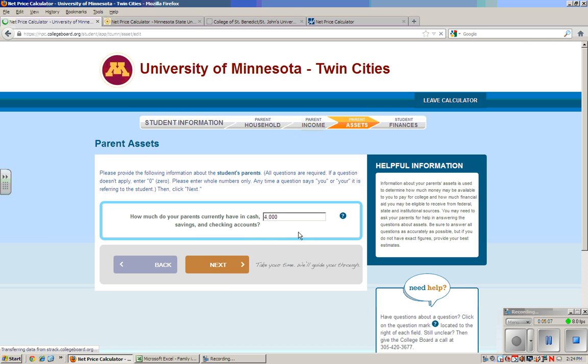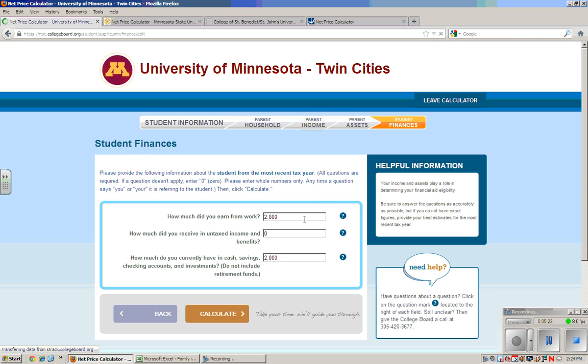Here it's going to ask for your parents' assets, how much money they have in checking, savings accounts, and cash. I took a fairly conservative number of $4,000. That's your parent assets. On the next page, we're going to find out about student finances.